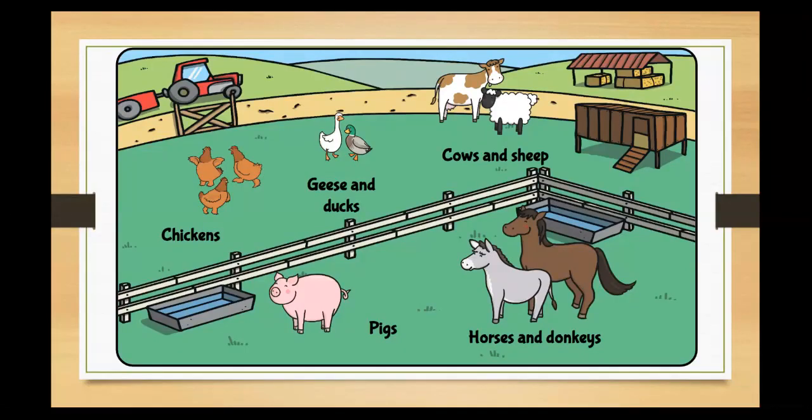Let's have a look at some animals that you might find on different types of farms. There are chickens, geese and ducks, cows and sheep, pigs, horses and donkeys. These are just some of the animals that you might find on a farm, and these are the animals that we'll be talking about today.